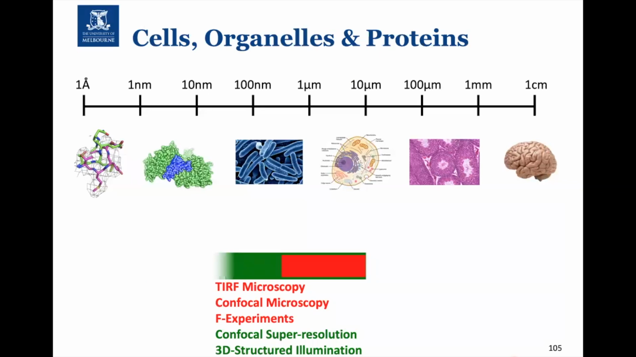Okay, let's move down the scale. We've gone from the tissue organ level down into cells, organelles, and proteins, and there's a lot to go through in this section. We're going to cover TIRF microscopy, confocal microscopy, a group of methods called the F experiments, and then we'll go through some of the super resolution methods as well down here in green.